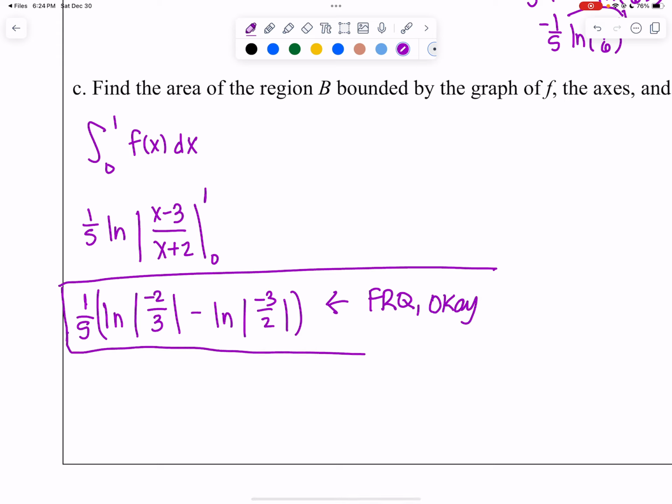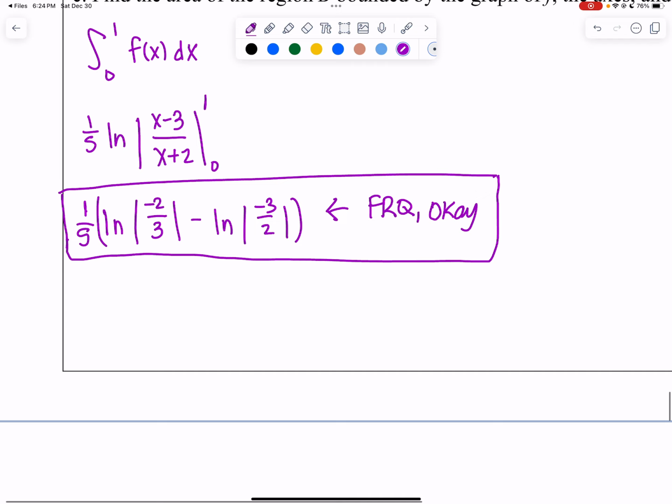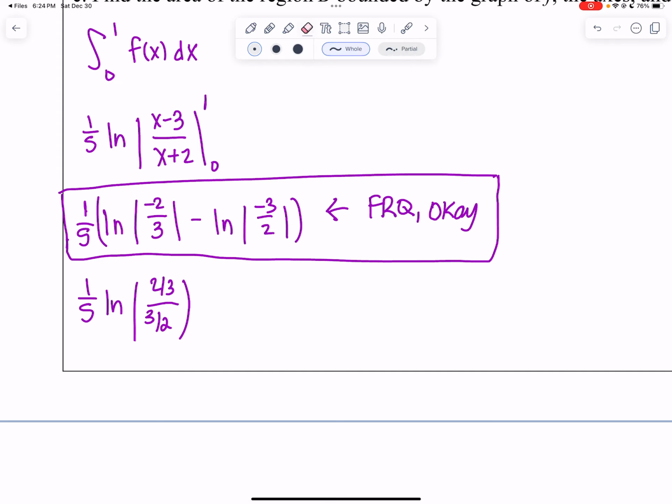Now I'm going to take it a step further. Let's say that this was a multiple choice question and your answer was simplified. Well, if it's simplified, you're going to have 1/5 ln of 2/3 over 3/2. I took the absolute value of negative 2/3 and the absolute value of negative 3/2. That gave me 2/3 and 3/2.